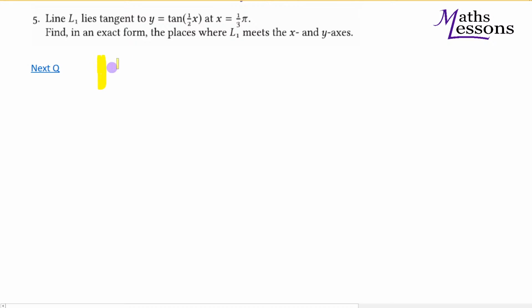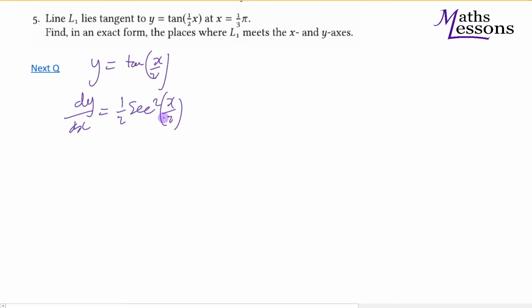So we're going to take, sorry, I've still got the highlighter selected. Let's just undo that and get a pen. So y is equal to tan of x over 2. So dy by dx is equal to a half sec squared of x over 2. Got the half coming out from the x over 2. At x equals pi by 3, we've got x divided by 2, so we've got pi by 6.